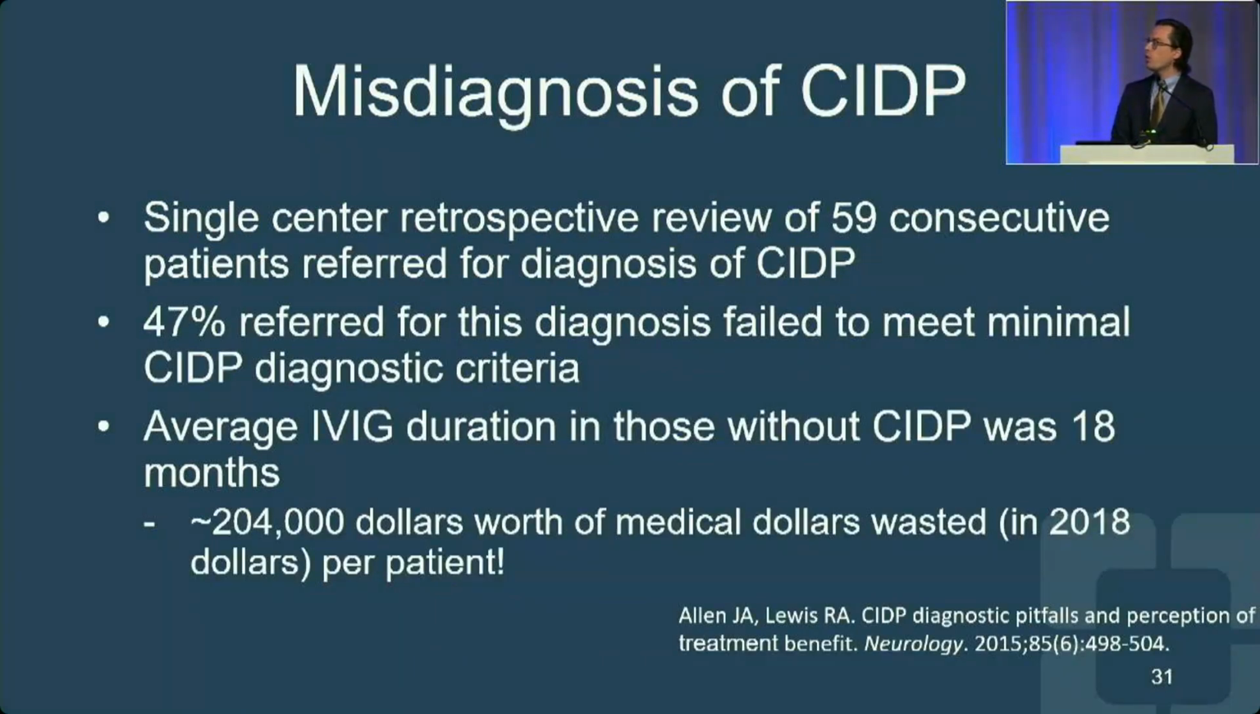So this brings up an important point, and that's the misdiagnosis of CIDP. It's quite common. This was a great study in the Green Journal done several years ago. This was a single center study, and they found that almost 50% of patients referred to their center failed to meet even minimal CIDP diagnostic criteria. So I think it's important when you're thinking about a CIDP diagnosis that you're really referring to high quality criteria, and there are several of them out there, before you're making the diagnosis. This is important because the average IVIG duration in these patients who didn't have CIDP was 18 months, and so that's a lot of medical dollars to waste on treatment that's not going to work for these patients.